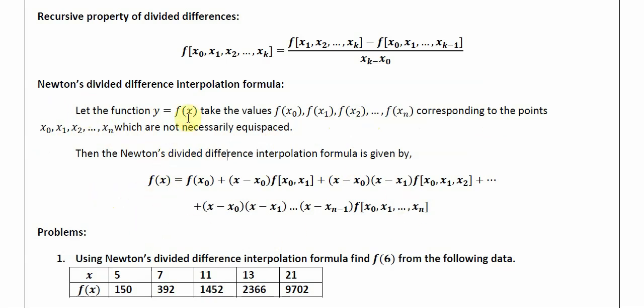If I want to interpolate the function f of x, then f of x is equal to the value at the first point, that is f of x0, plus x minus x0 into the first order divided difference. ಆಮೇಲೆ x minus x0 into x minus x1 into the second order divided difference, x0 x1 x2, plus so on, x minus x0, x minus x1 to x minus xn minus 1, into the nth order divided difference f of x0 x1 to xn.